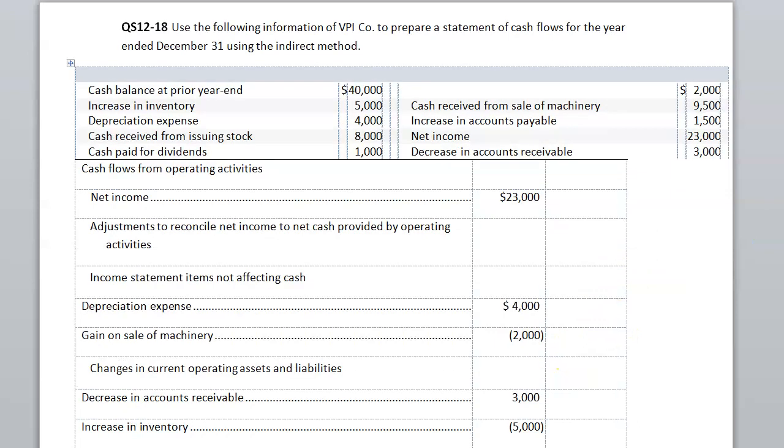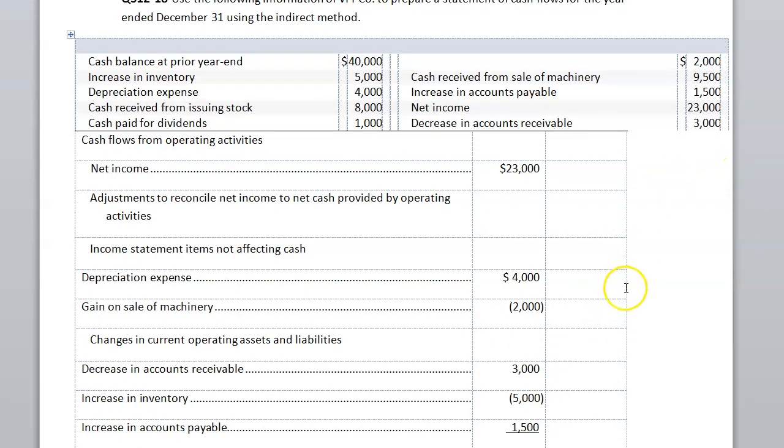We're going to look at our current assets and liabilities. We had a decrease in accounts receivable of $3,000. So it's going to have the opposite effect on cash, so it's going to be added back. We had an increase in inventory of $5,000. So again, opposite effect is going to be subtracted. And we had an increase in accounts payable, $1,500. That's going to be added.